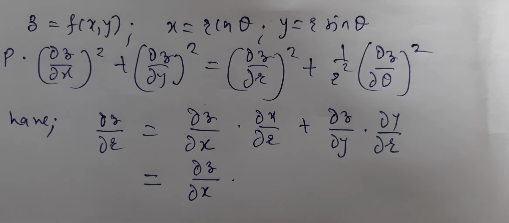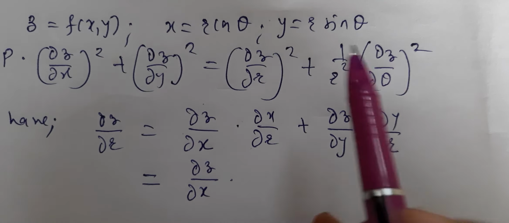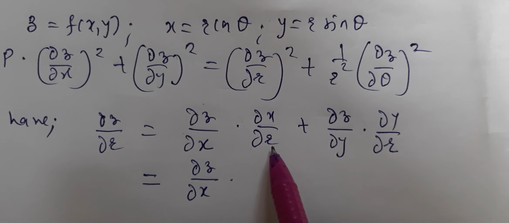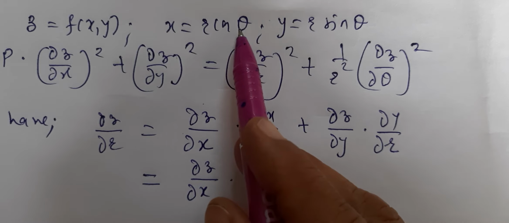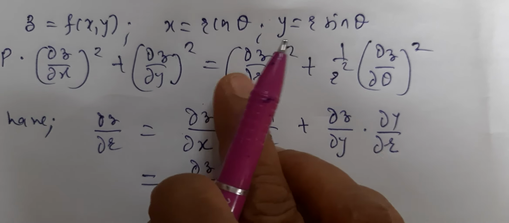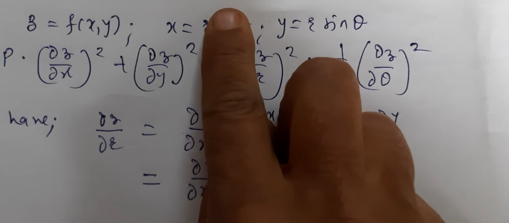Before you take derivatives, again I am telling you, just wait a few seconds and see properly. x is a function of r and theta. So when you are differentiating with respect to r, theta is a constant. So for ∂x/∂r, as I told you in the previous video, theta is constant, so keep it as it is.